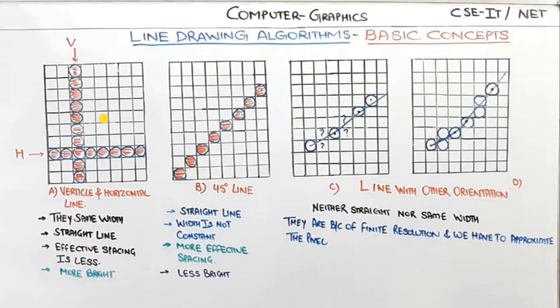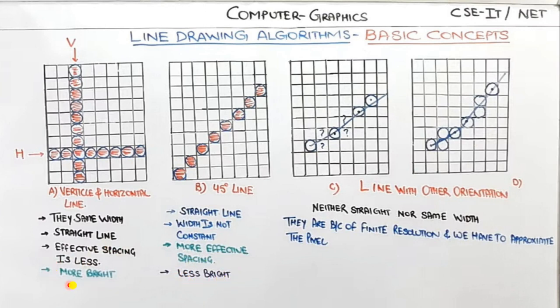If we turn on those LED bulbs, what will happen? In the vertical and horizontal case we get more brightness, because the LED bulbs are in the same one-after-the-other order, in a constant, straight line. Even though the 45-degree line is a straight line, it has more effective spacing, because between one LED bulb and the next, more spacing is there, and the width is not constant. Because of this reason we get less brightness.